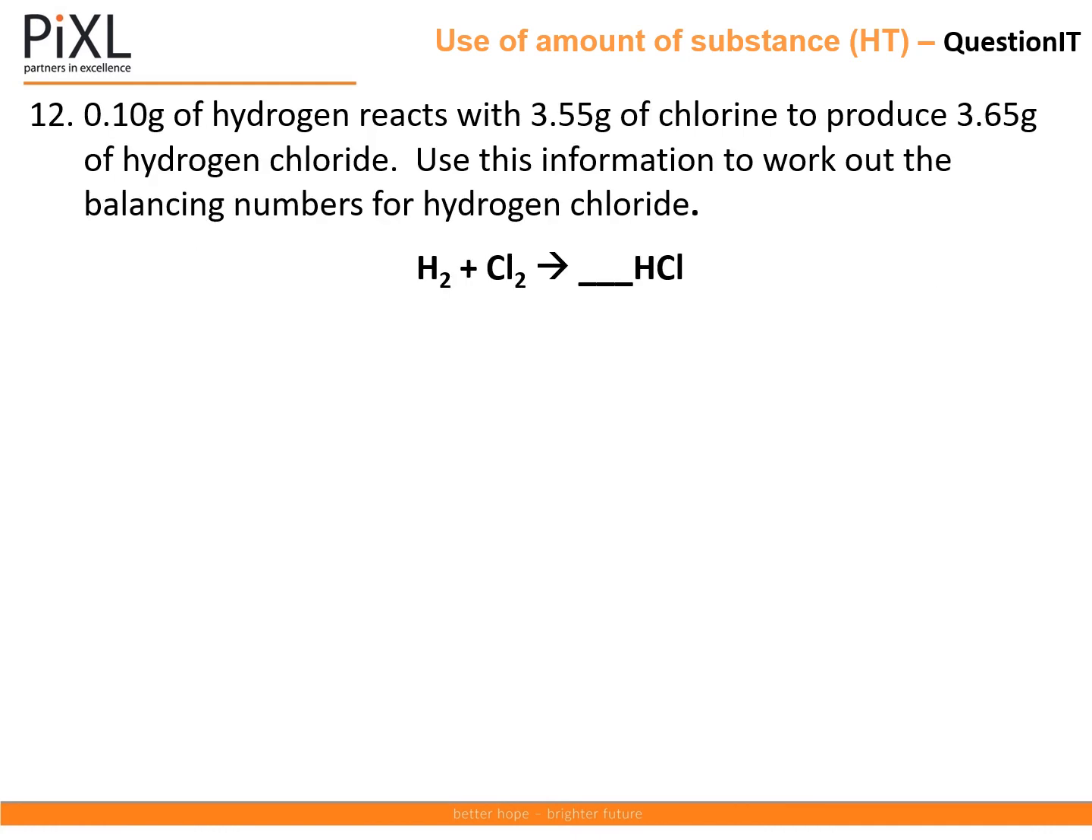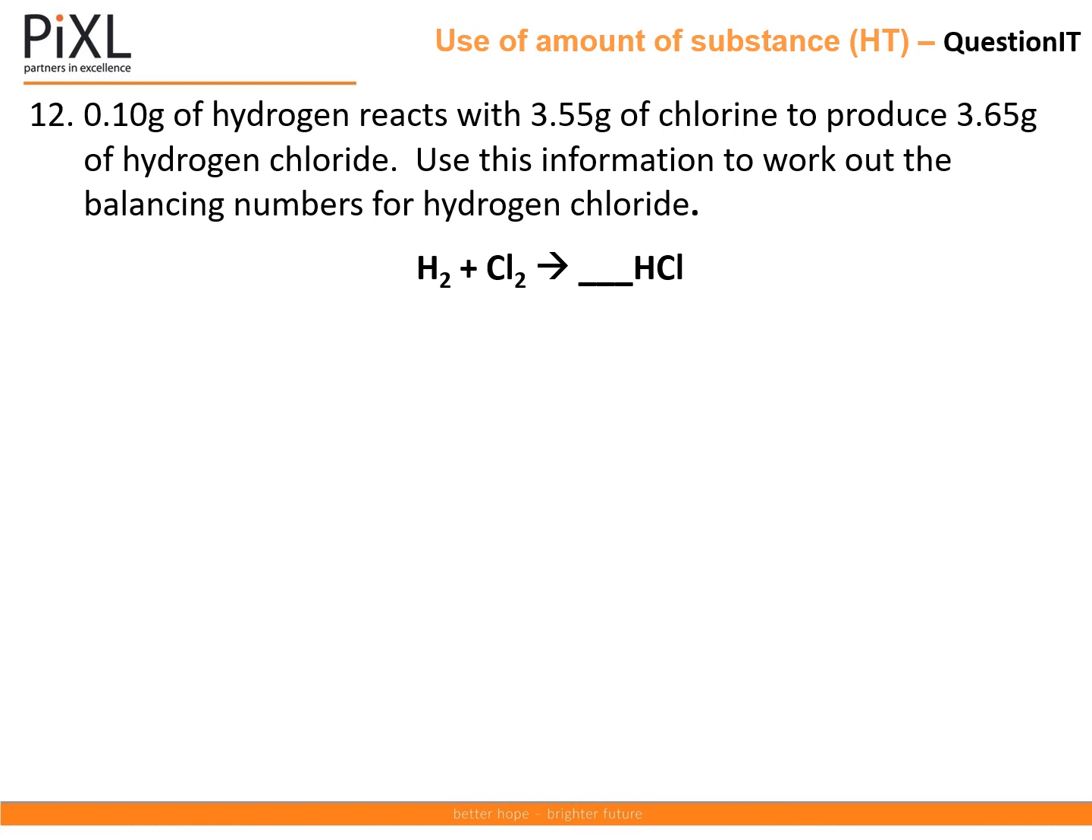I'm going to look at 2 further questions for you, and this one is where you have to work out how to balance the equation by doing the calculation. So there are slightly different ways of doing this, and you've been given 0.10 grams of hydrogen reacting with 3.55 grams of chlorine. That makes 3.65 grams of hydrogen chloride. So you've got to use all those numbers, work backwards and balance the equation.